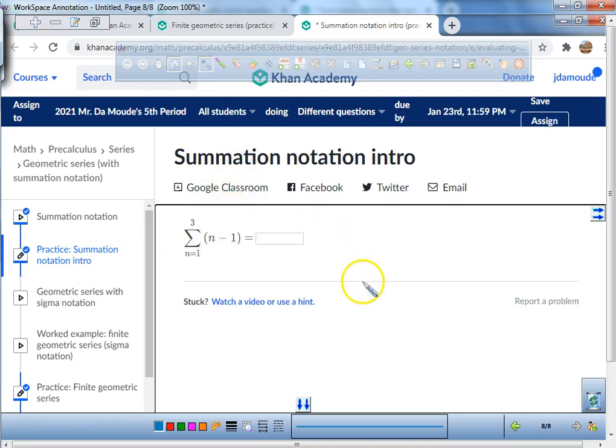Now, what I want you to understand is what it's actually asking you to do. Right now, this number 3 represents that there are going to be 3 sums. You're going to be adding 3 numbers together. So if I plug in, starting with the number 1, 1 minus 1 is 0. If I plug in a 2, 2 minus 1 is 1. If I plug in a 3, 3 minus 1 is 2. If I add these together, what is 0 plus 1 plus 2? Well, that's a total of 3. So my answer is going to be 3.